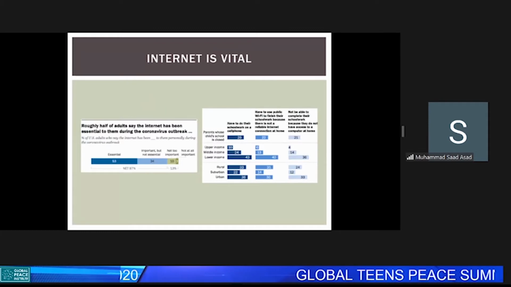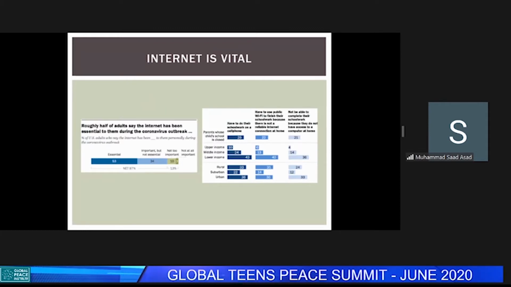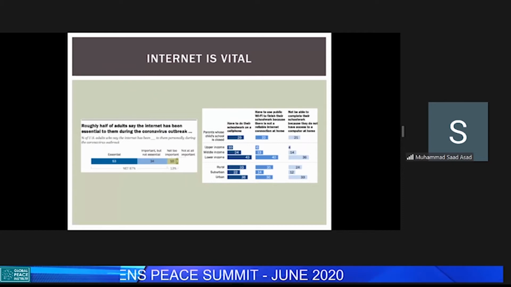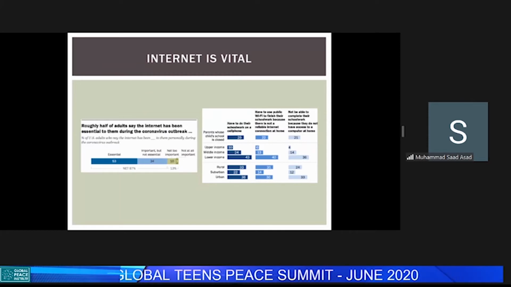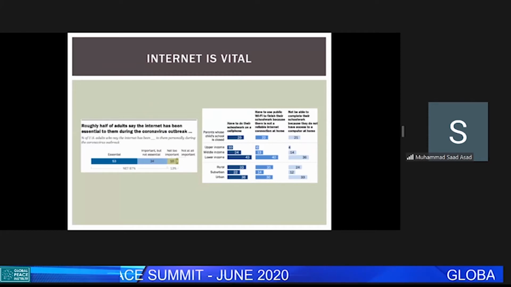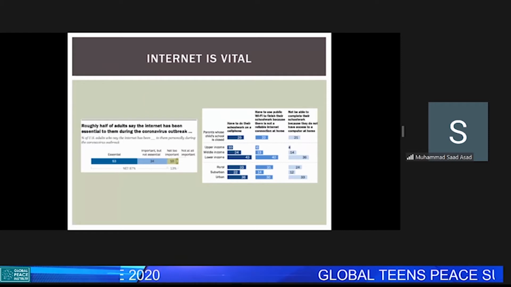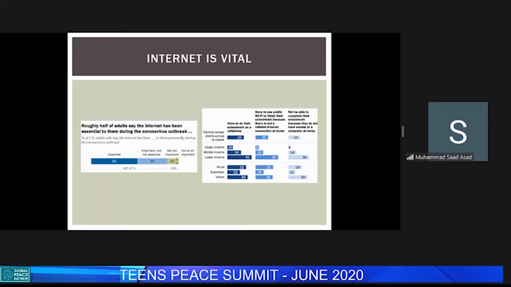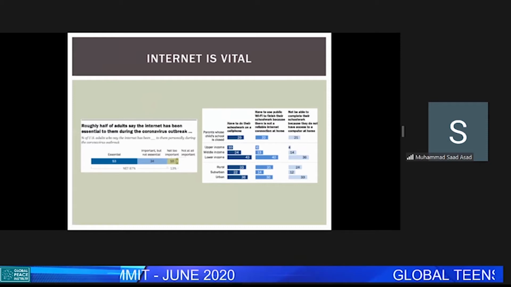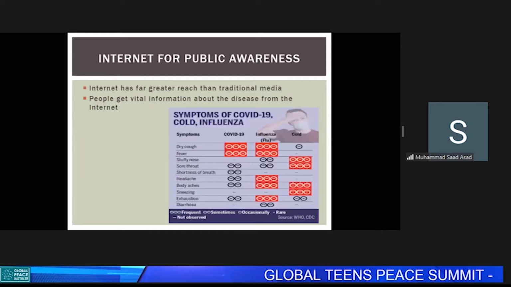Now, I think we can all agree that internet is vital right now. Since a lot of our physical and direct interactions have decreased, we are relying more and more on the internet. And that's why 87% of American adults think internet has been important to them during the coronavirus outbreak. And this is a figure we'll see translating in any place with a high internet penetration.